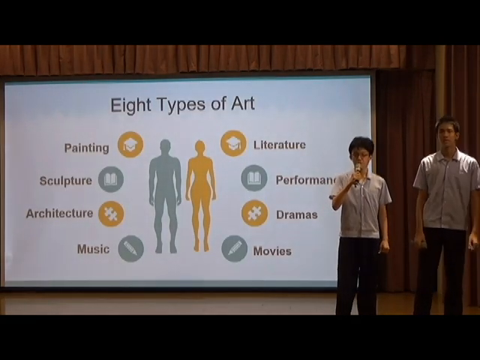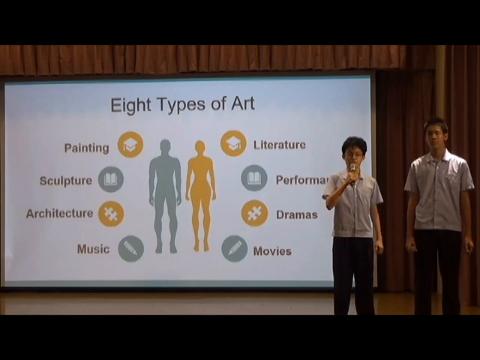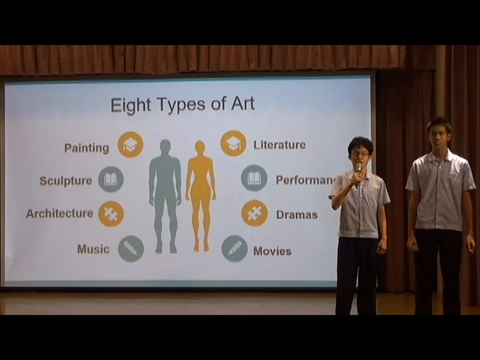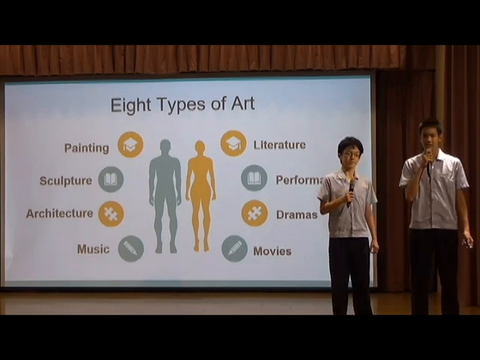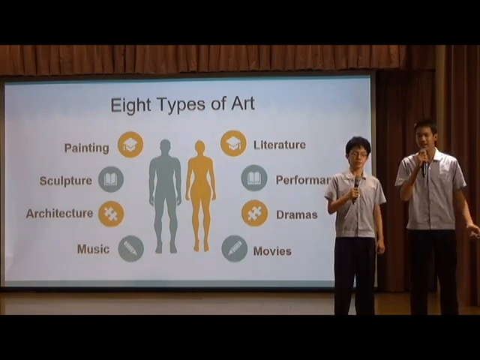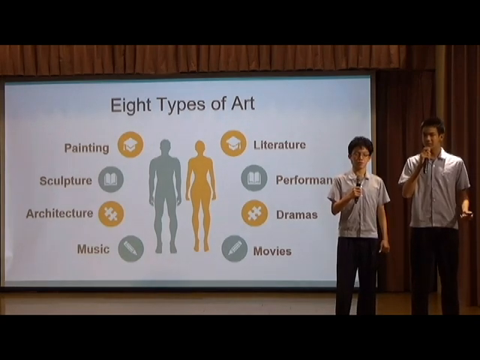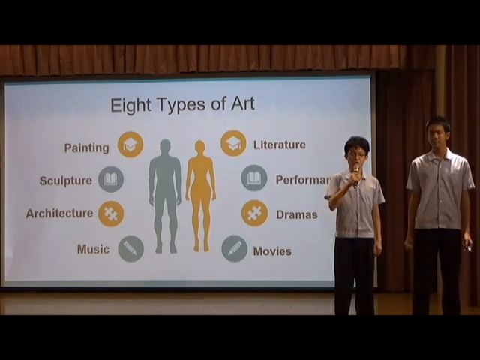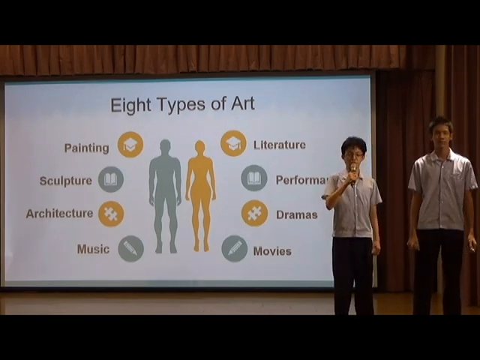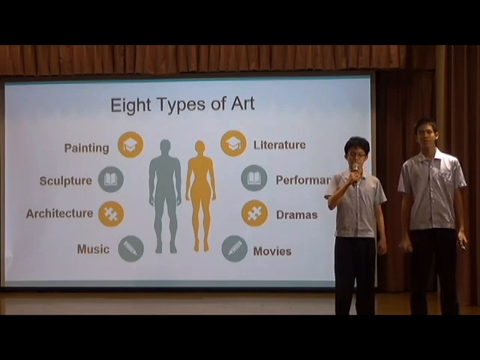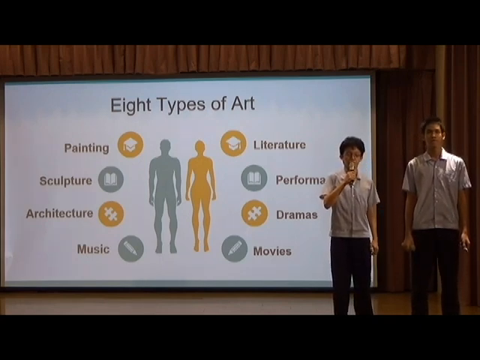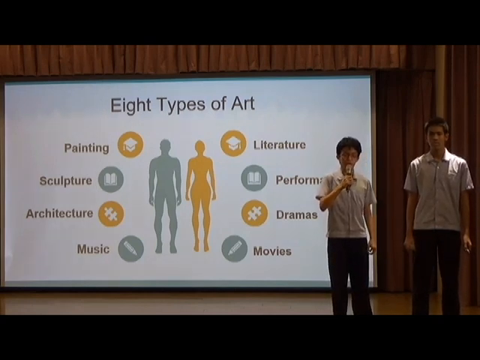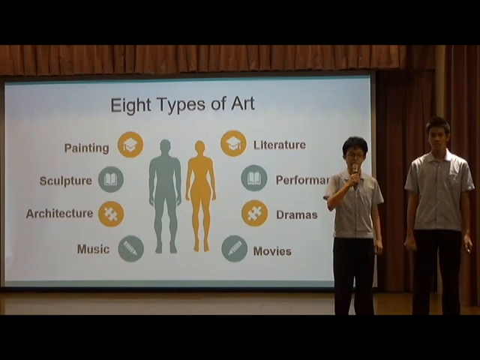Art can be divided into 8 types: painting, sculpture, architecture, music, literature, performance art, drama, and movie. First, drawings, which everyone knows. Paintings or oil pastels are the most common things. And sculpture, like statues or stone carvings. And architecture, such as buildings. For example, Taipei 101 is the most famous landmark in Taiwan, and it's also a performing type of architecture.